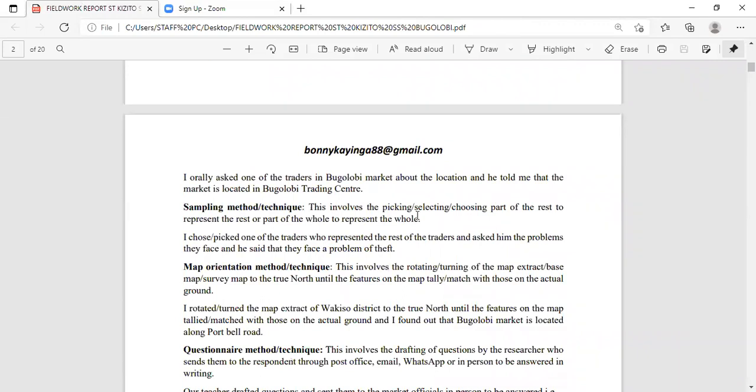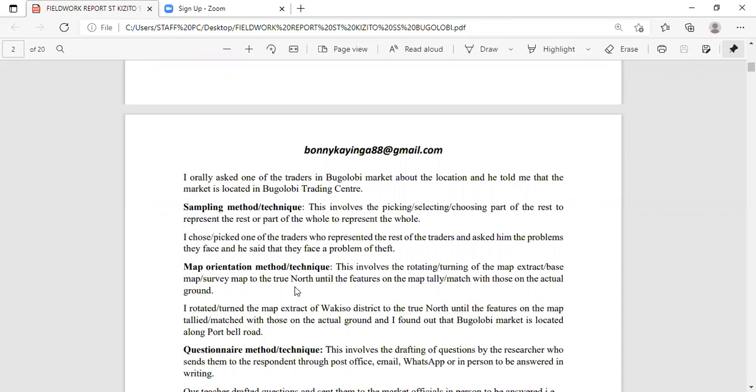So from there, sampling method, which involves selecting or choosing part of the rest to represent the whole. And then you say, I picked one of the traders, mention the name here, and you tell us what you asked the person and what he told you. He then said that they face a problem of theft. Map orientation: rotating or turning the map, extract or a base map or a survey map.